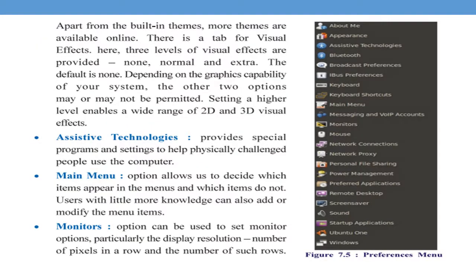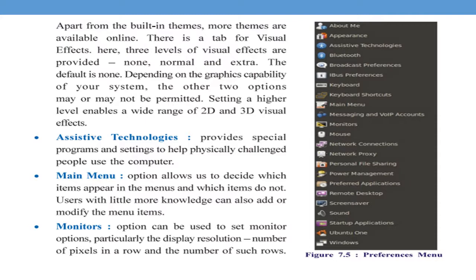Apart from the built-in themes, more themes are available online. There is a tab for visual effects. Here, three levels of visual effects are provided: first one none, normal, and then extra. The default is none. Depending on the graphics capability of your system, the other two options may or may not be permitted. Setting a higher level enables a wide range of 2D and 3D visual effects.